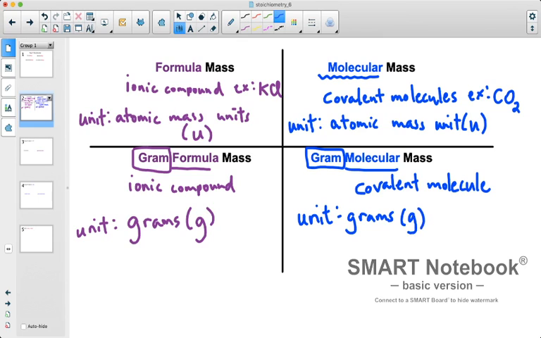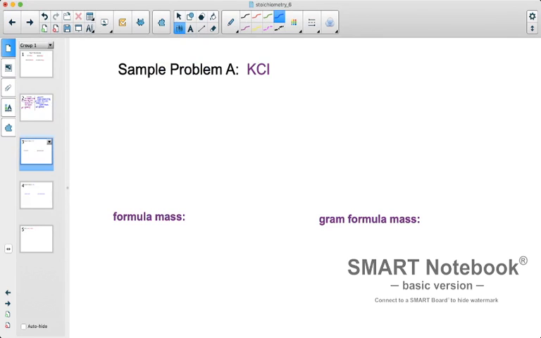All right, so let's take a look at a couple of sample problems. In this sample problem, we have KCl. The first thing you should recognize is that it's a metal, potassium, and chlorine, a nonmetal. So it's going to be ionic. You always need to double check and pay attention to what you always have. This is an ionic compound.